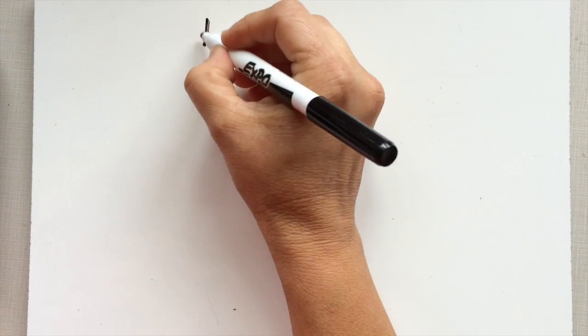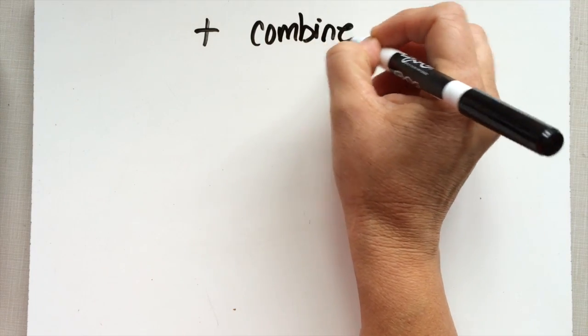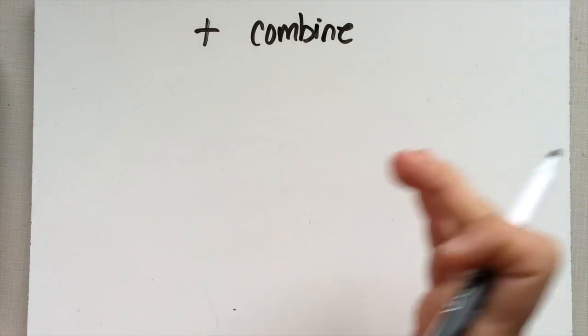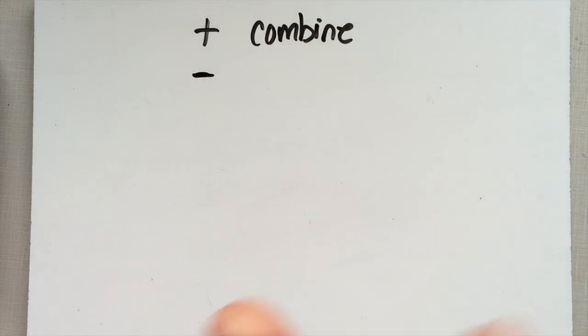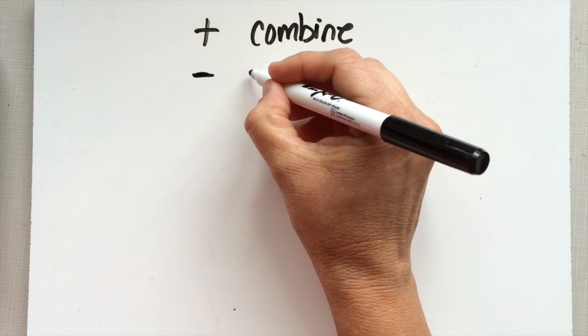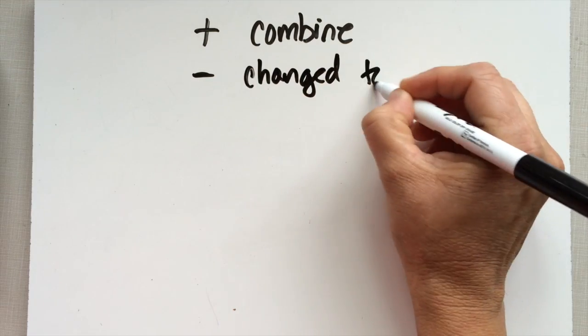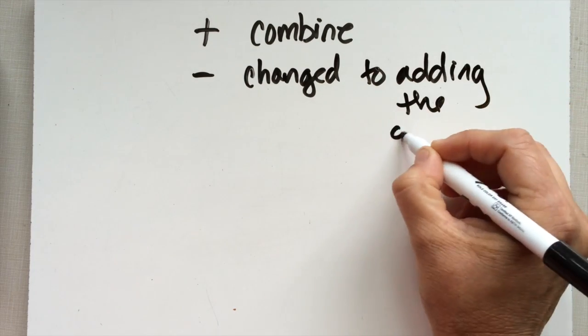All right, let's talk about what multiplication actually means. When we were doing addition with the tiles, we said addition just means combine. It means take all the tiles from one term and all the tiles from the next term and bring them together. Subtraction, we decided was too confusing, we shouldn't use. So subtraction, we changed to adding the opposite.